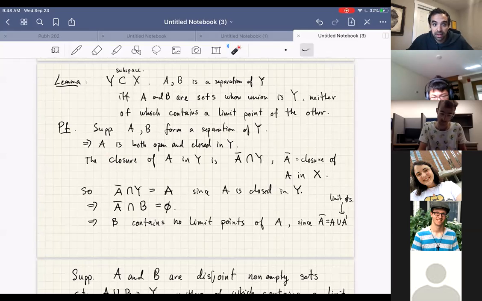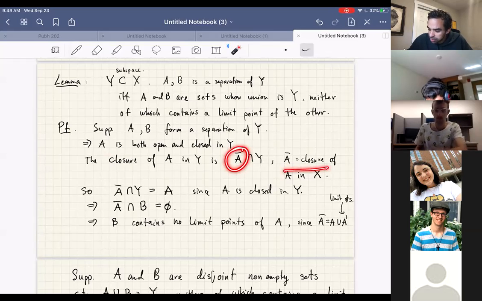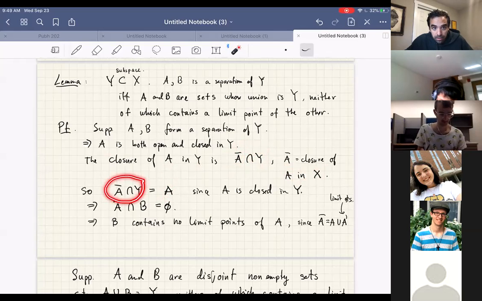Remember, we discussed this fact about 2 weeks ago, where A bar denotes the closure of A in X. And we have that the closure of A in Y is given by intersecting the closure of A in X with Y. So since A is closed in Y, it follows that A is its closure in Y. A subset is closed if it's equal to its closure.